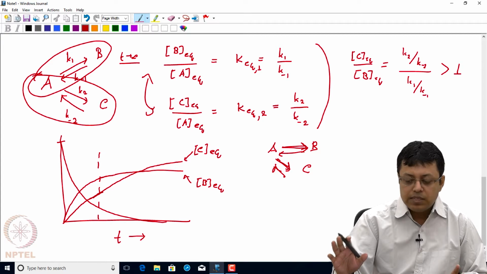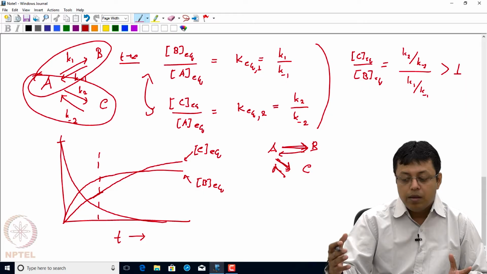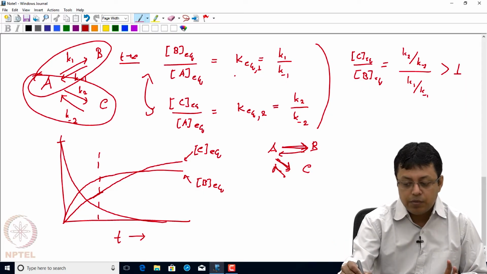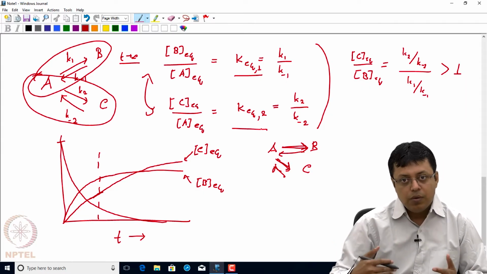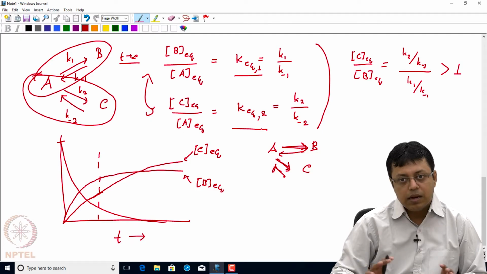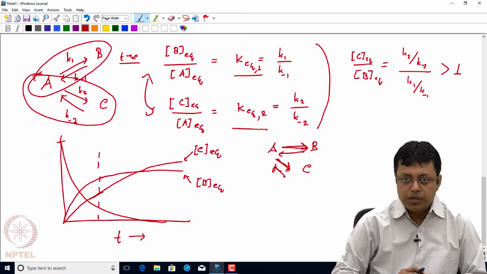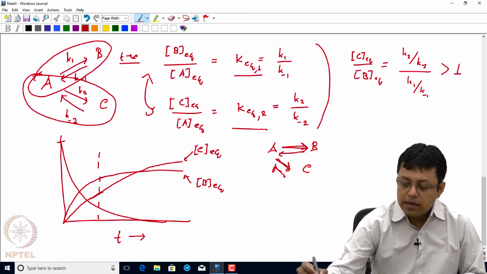So in this case, we say that these products are thermodynamically controlled, because everything is dictated by the ratio of the equilibrium constants. If it is a higher equilibrium constant, that product will be formed. Now we can cast this entire thing in an energy level diagram. Now what is an energy level diagram?